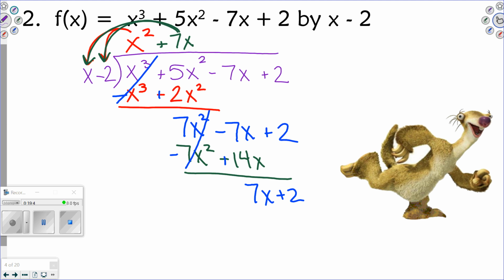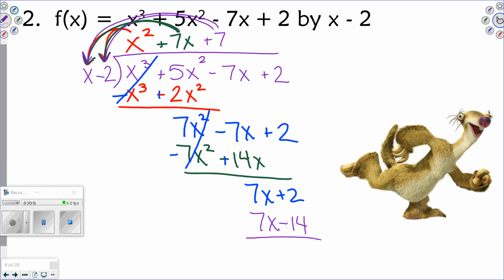Yeah, as long as you can still multiply to get, you keep going. Once you hit a point where I can't multiply to get that number anymore, I'm out. I'm done. What do you multiply x to get 7x? 7. Positive 7. And then we distribute 7 times x. 7 times negative 2.